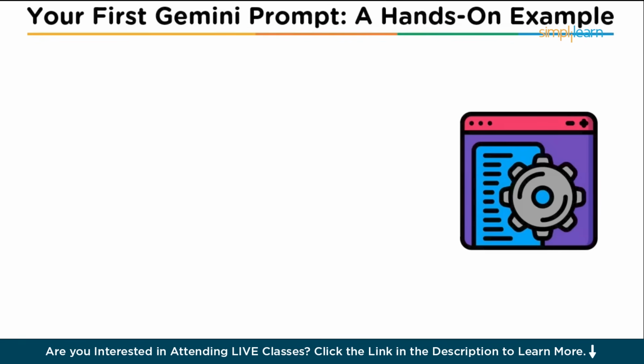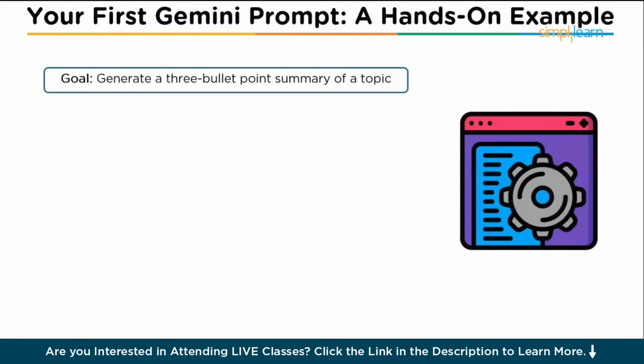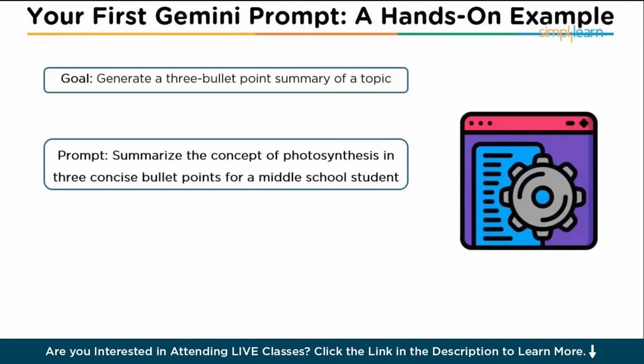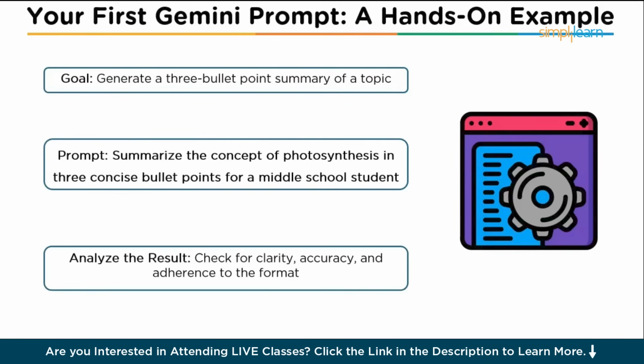Let's walk through the first hands-on example of using a Gemini prompt. The goal here is to generate a simple 3-bullet-point summary of a topic in this course. Our example prompt asks Gemini to summarize the concept of photosynthesis in 3 concise bullet points, specially tailored for a middle school student. This is a great starting exercise because it helps you understand how to structure a clear, specific, and focused prompt.